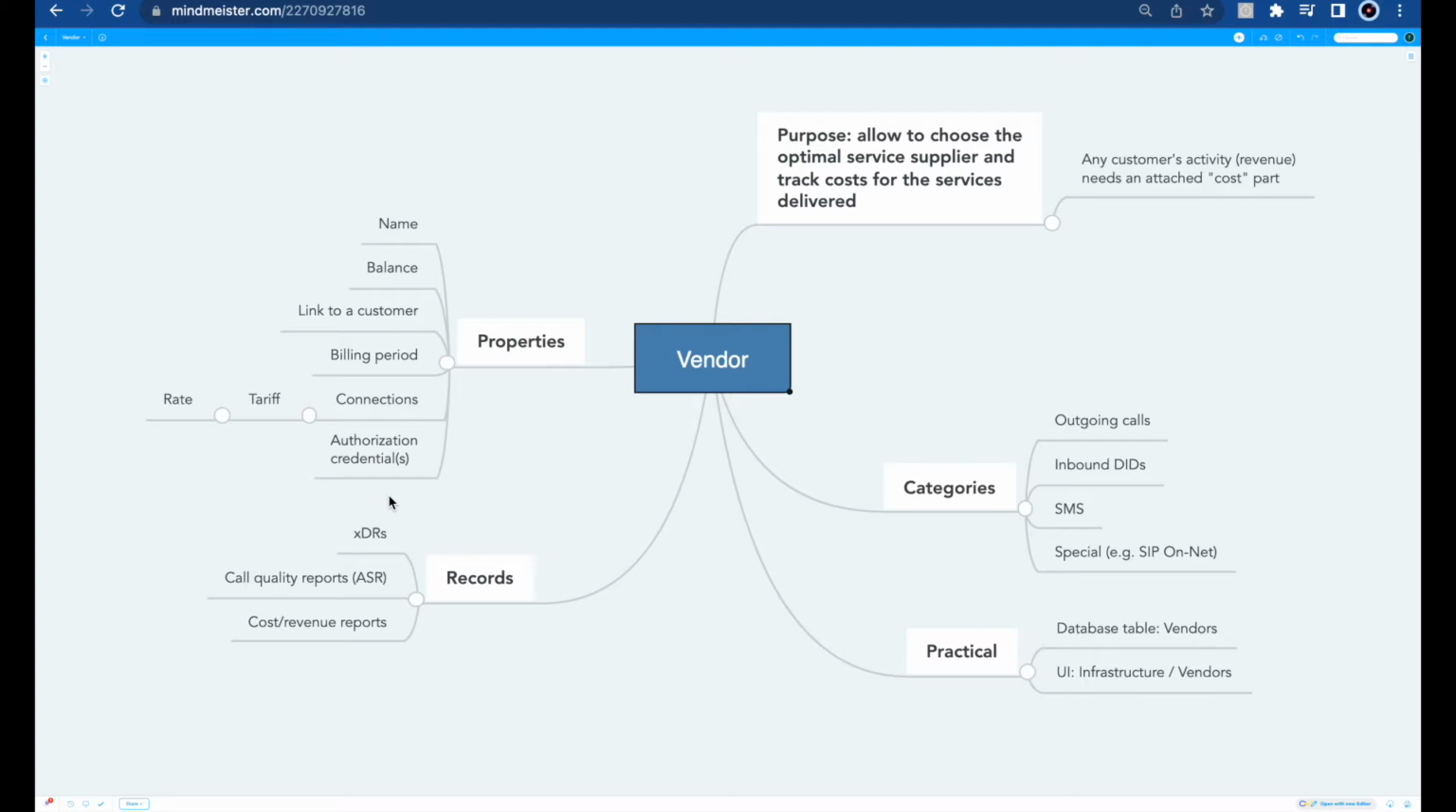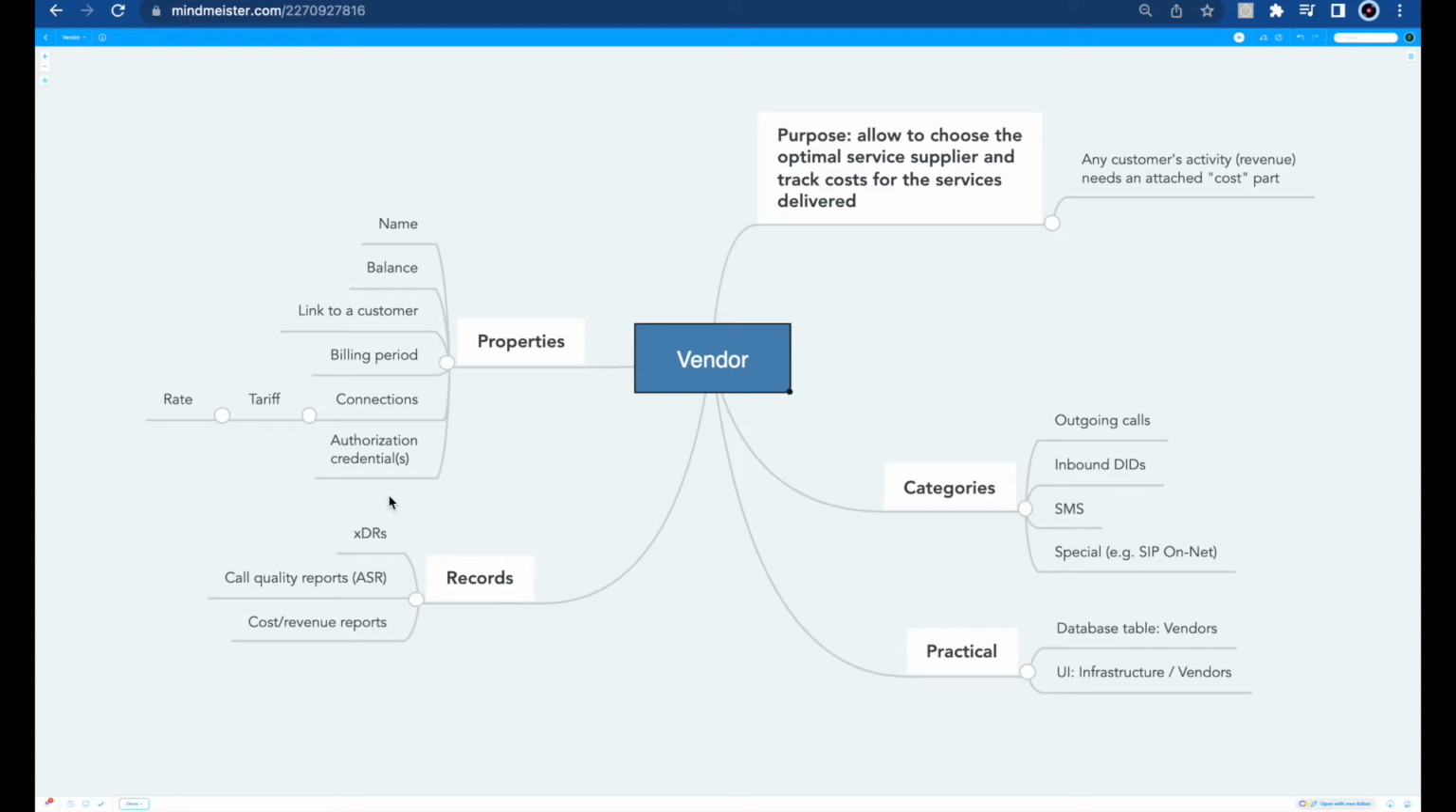These records will help us ensure that the figures presented by the vendor at the end of the month match ours. If we receive an invoice for $10,000 from a vendor, we can compare it to our own statistics gathered in our system and inform the vendor that calls were only made for $3,000 according to our records.